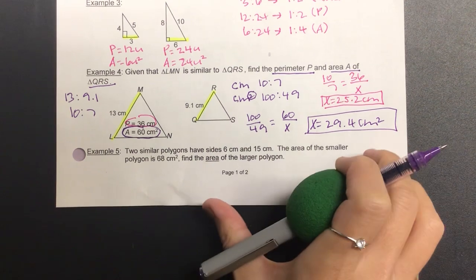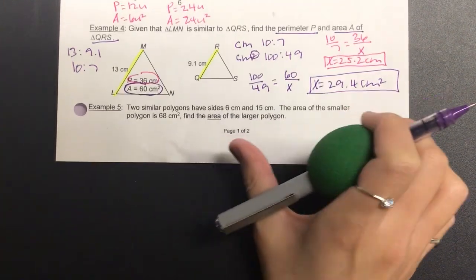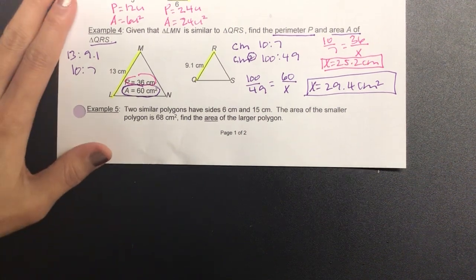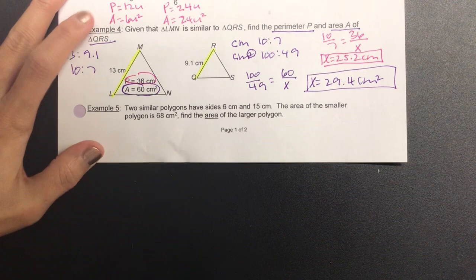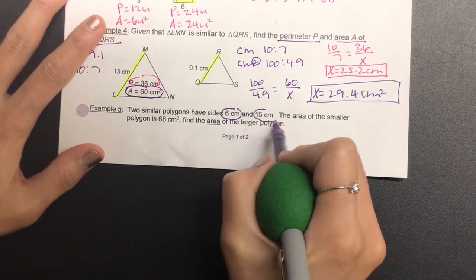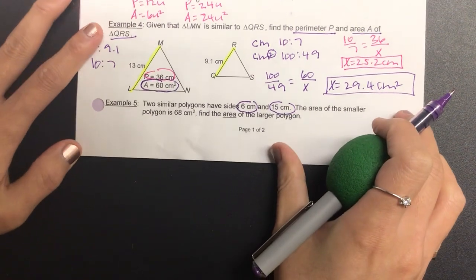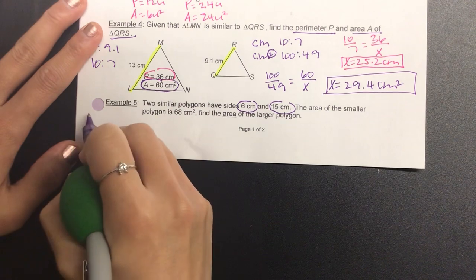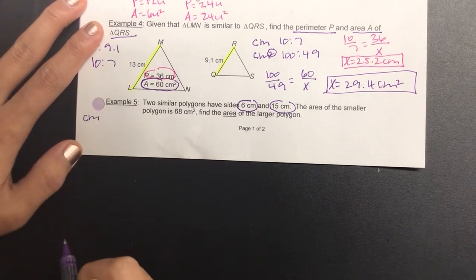So example number 5 is our last one. Caitlin, let's read. Two similar polygons have sides 6 centimeters and 15 centimeters. The area of the smaller polygon is 16 centimeters. Find the area of the larger polygon. Okay, let's circle some key pieces. 6 to 15. I want to analyze that before I do anything. Right with me? Okay? So I'm going to write on here we have centimeters.